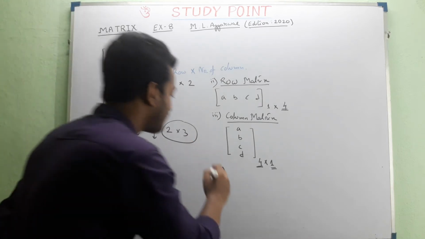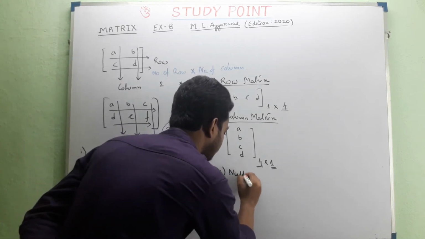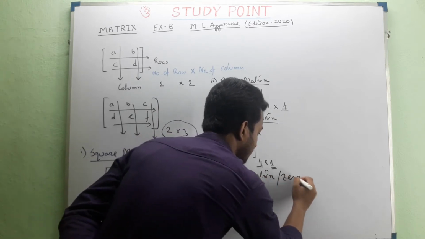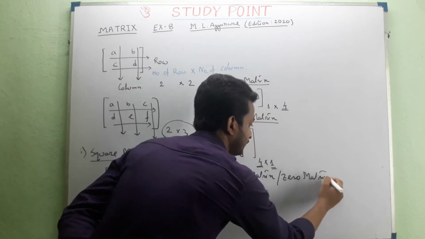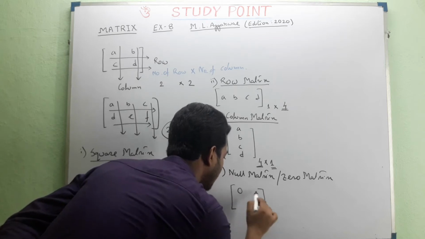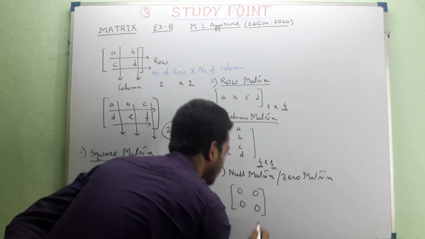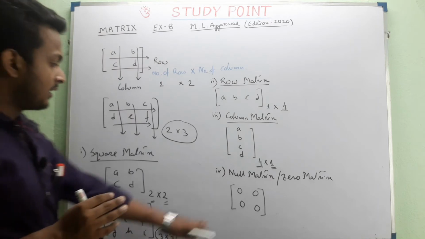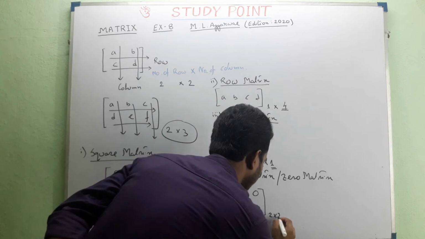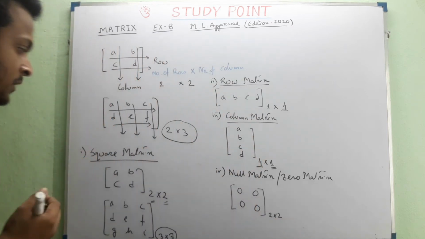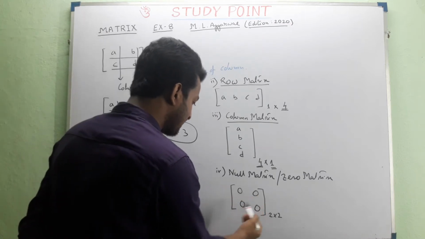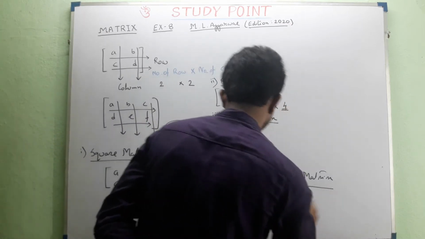Now let's move to the next one. Next one is the null matrix or zero matrix. For a null matrix or zero matrix, it is not dependent upon the order of the matrix. Whatever the order of the matrix may be, all the elements of the entire matrix should be 0. Here, the order of the matrix is 2 by 2. It is a square matrix, but as all the elements are 0, it will be known as a null matrix or zero matrix.